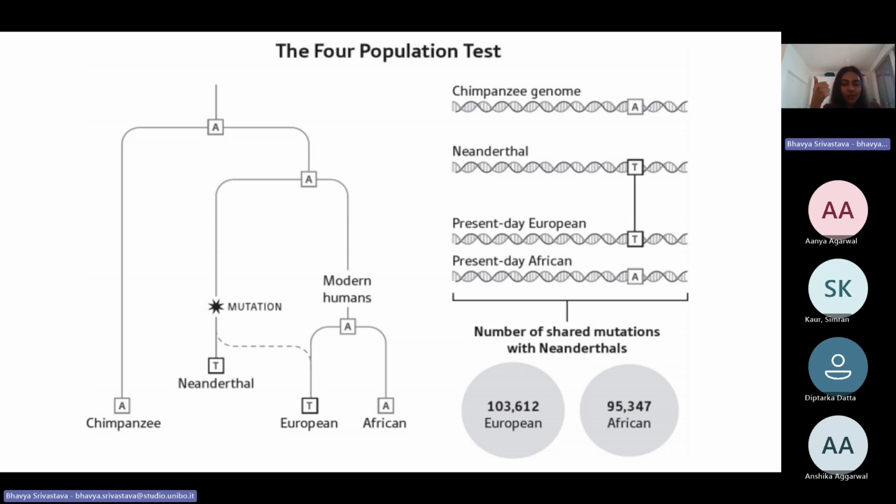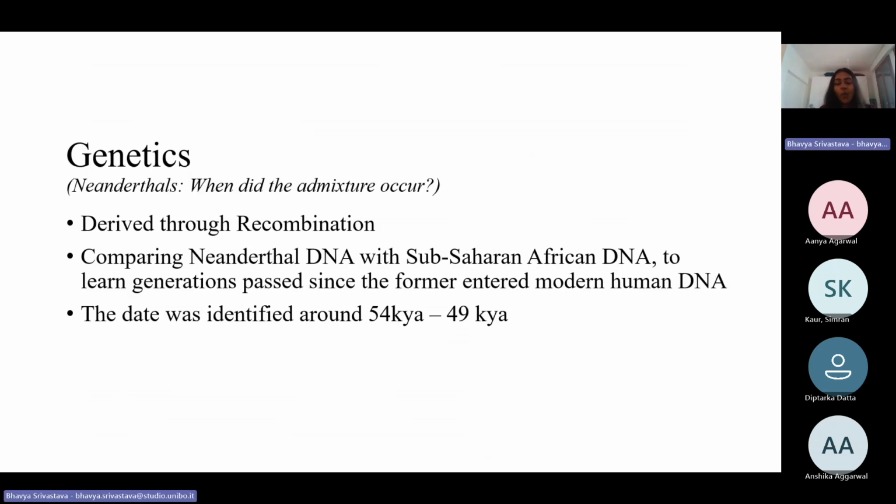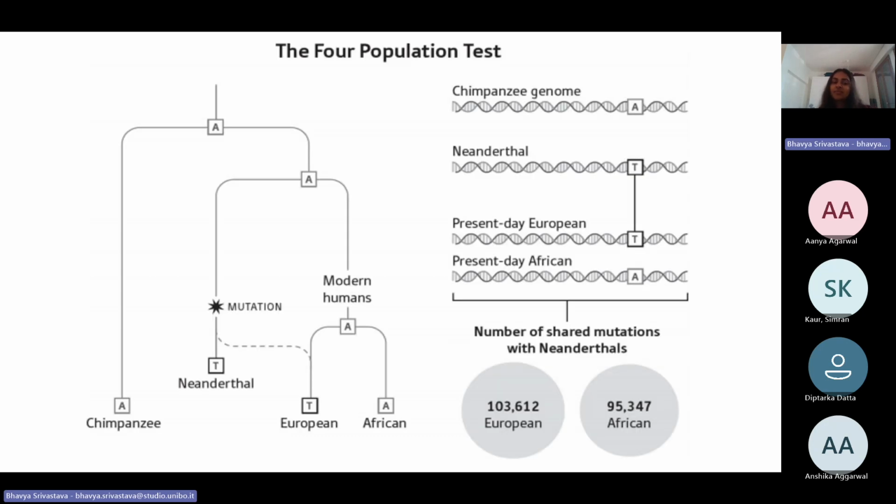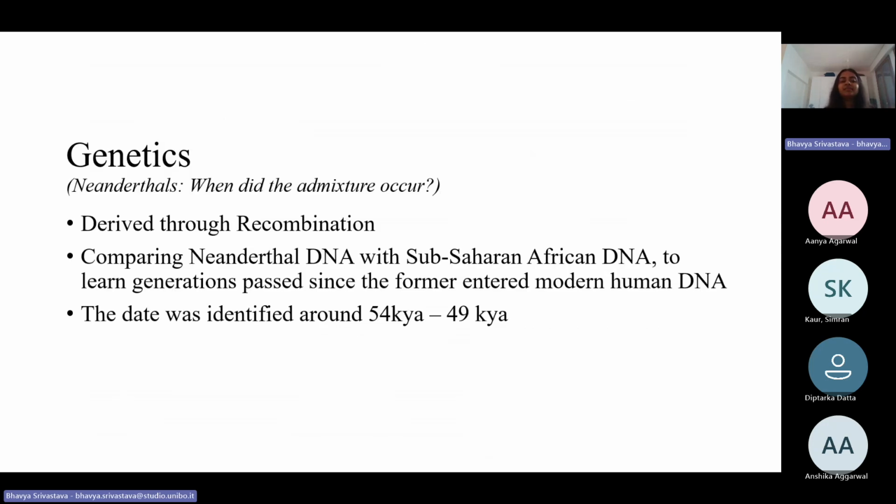So what we have now with the four population test is that yes, the Neanderthals did interbreed with modern humans. These modern humans were not the ones whose successors are present day Africans. These were Europeans, and so the European DNA shows the largest amount of Neanderthal ancestry within them. But what was not revealed in this study is when exactly this interbreeding occurred. So to analyze this problem, the researchers utilized a technique called recombination.